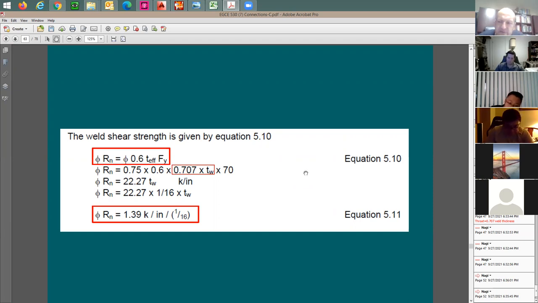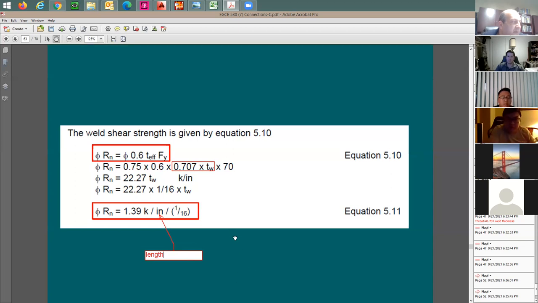What is this 1/16 of an inch? If I take this 22.27 divided by 16, it means the strength of the welded connection is going to be equal to 1.39 kip per inch in the longitudinal direction of the welded connection. You can see this is going to be per inch of length of the weld, for the weld thickness itself.